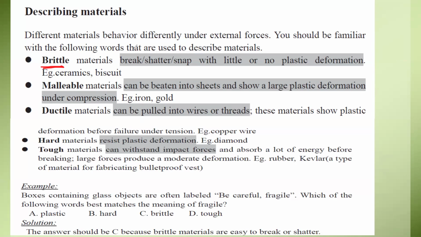A brittle material means the object can break down with no or very small plastic deformation. The object can break, shatter, or snap, like a ceramic, a biscuit, or even glass. Glass is a brittle material because it breaks down or shatters with no deformation.